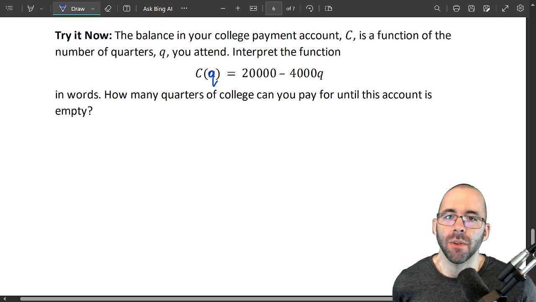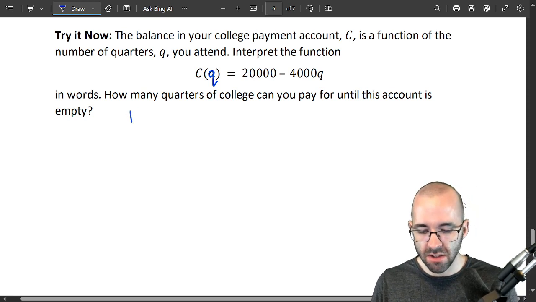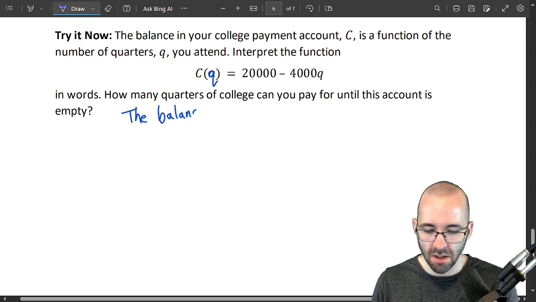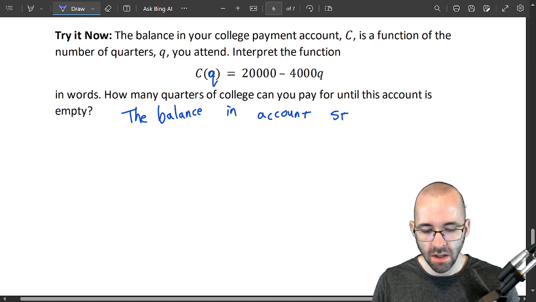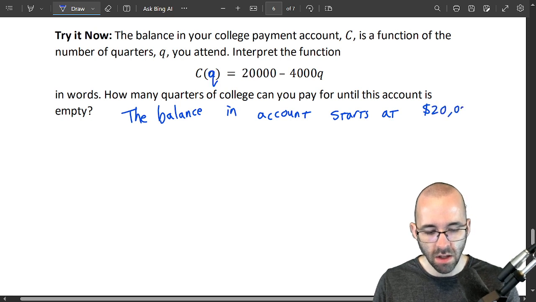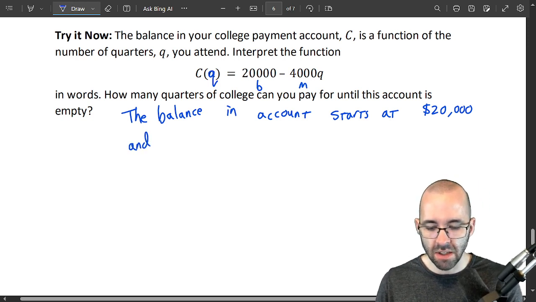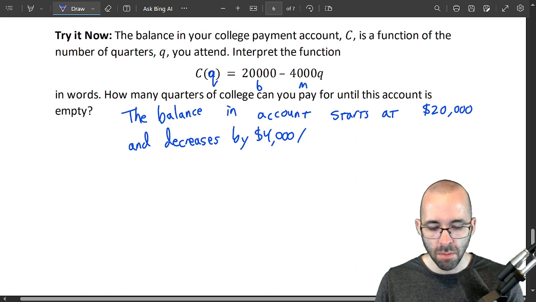So how many quarters of, let's do one thing at a time. Interpret that function in words. So the balance is C. So the balance starts in our account, starts at 20 grand. That's the B value, right? And negative 4,000 is our slope. So it decreases by $4,000 per quarter.